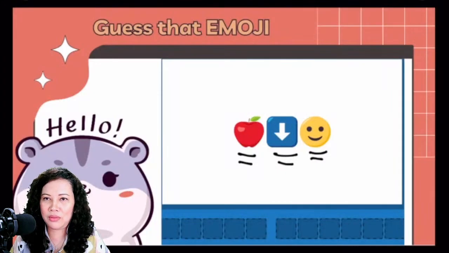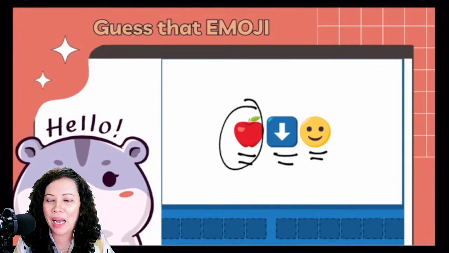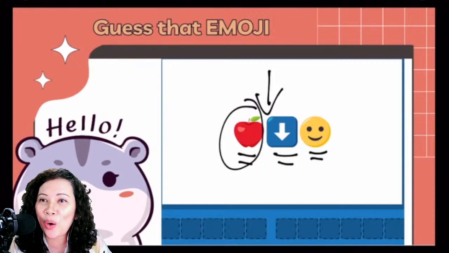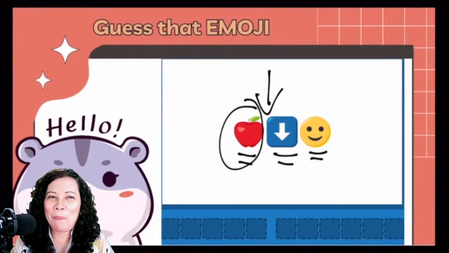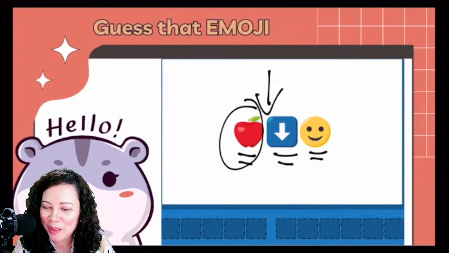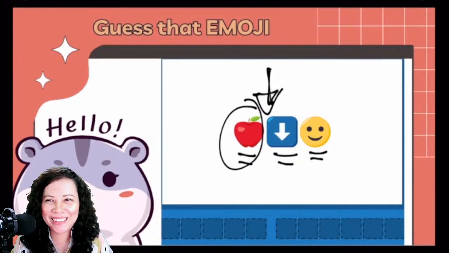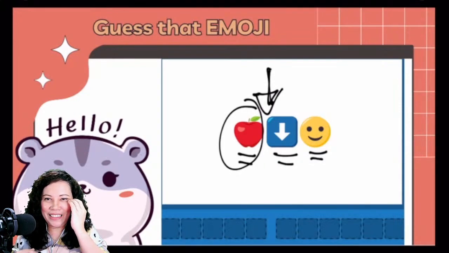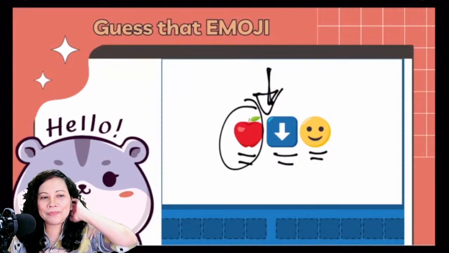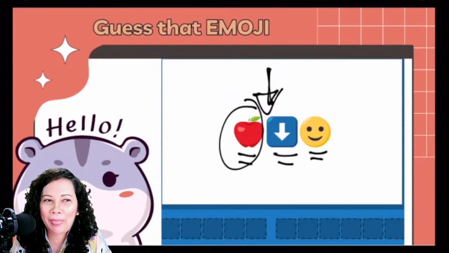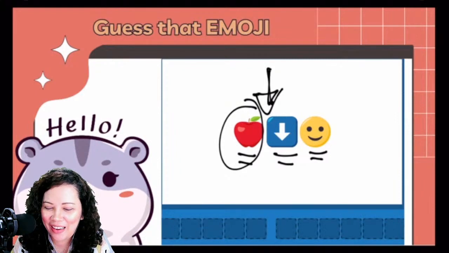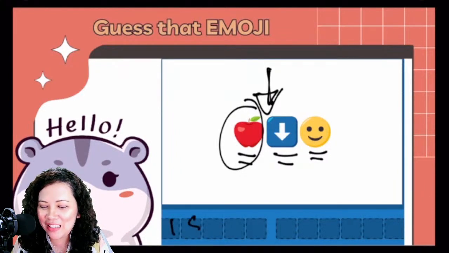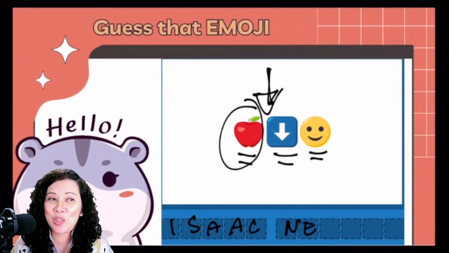Oh my goodness! Please, what is happening to my... The apple going down. That's your clue. Who had an apple going down? It's a scientist. Isaac Newton. Correct. That's correct. Oh my goodness. Yes, Isaac Newton.